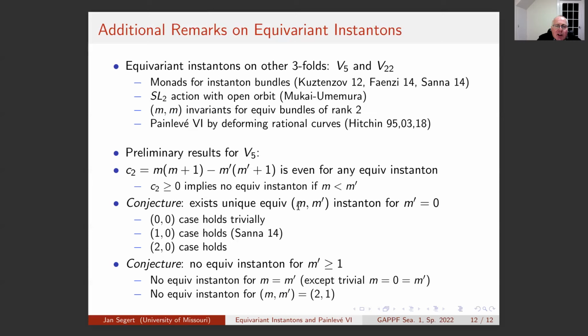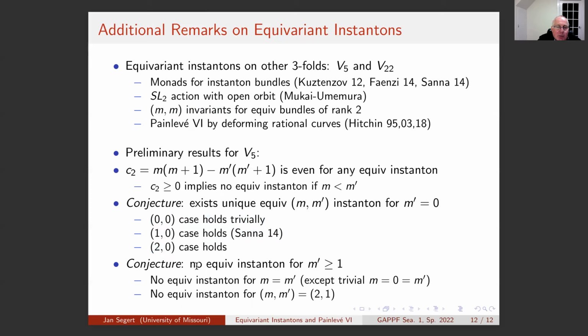that there's a unique equivariant instanton any time that M prime is equal to zero. So for each value of M, and M prime equal to zero, you have a unique equivariant instanton, which is exactly what happens on P3, as we already know. In some of these cases, this holds trivially. Sana in 14 proved this case, and I recently checked by a more involved calculation that the 2-0 case holds. There's a unique equivariant instanton in these cases.